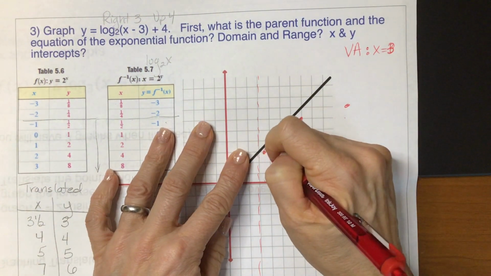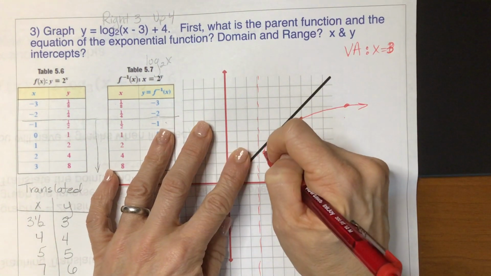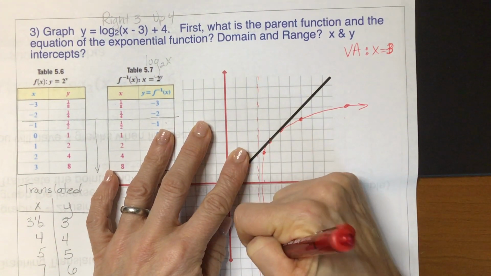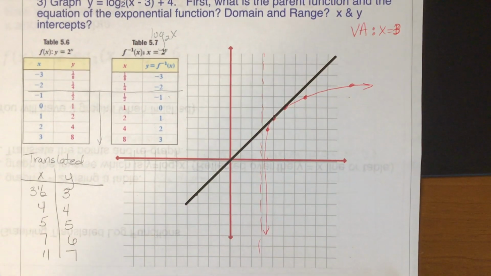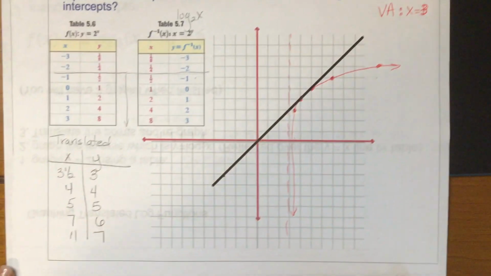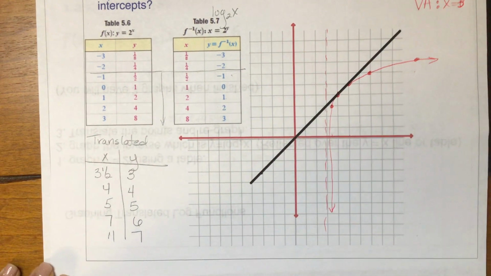So I'm going to connect the dots that I have going this direction, and then I'm going to keep going down. Right, so that is our logarithmic graph. And notice we started with 3 tables and got 1 graph.